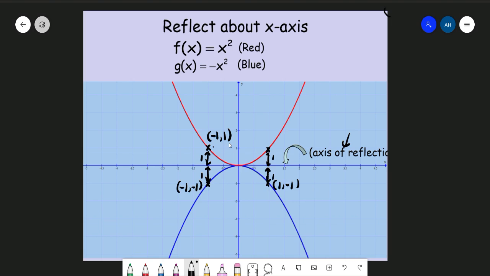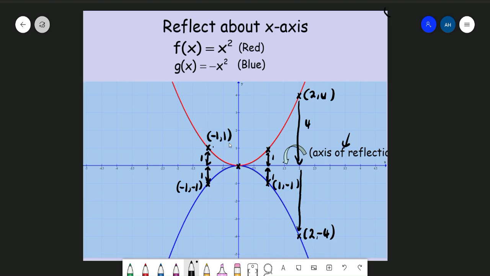Now point (0, 0), the origin, is exactly on the axis of reflection, therefore it won't move. It will maintain its position at (0, 0). We can check some more points. For example, point (2, 4), this point here. The distance between (2, 4) and the axis of reflection is 4 steps. Therefore, the distance from the axis of reflection to the new position must also be 4. So the new point for (2, 4) must be this one, (2, -4).